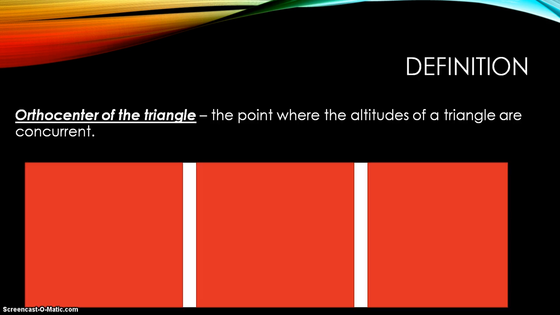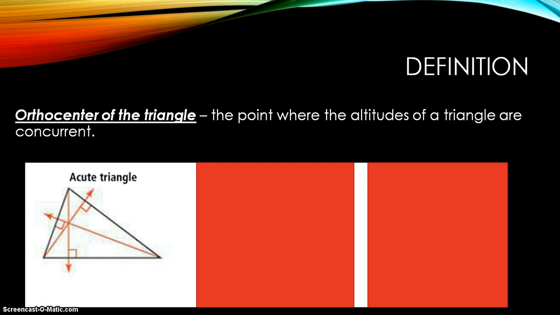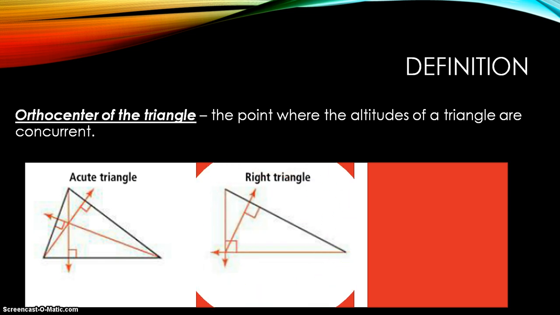Now we have 3 cases for this. The first case is when we have an acute triangle. When we have an acute triangle and we draw all 3 altitudes from each vertex, they're going to meet inside the triangle. If we have a right triangle and we draw all 3 altitudes, since the right triangle has 2 sides that actually represent altitudes, the altitudes are going to meet on the triangle.